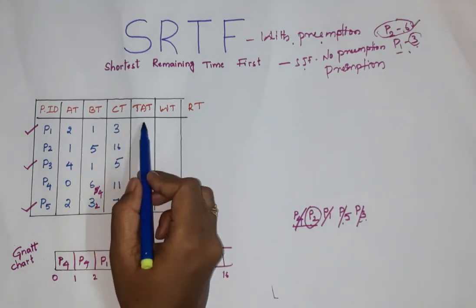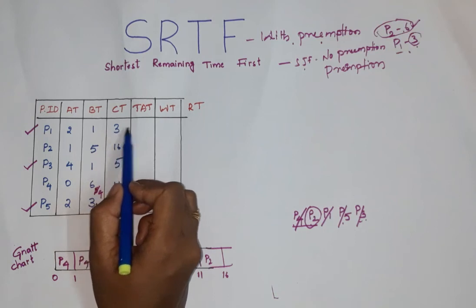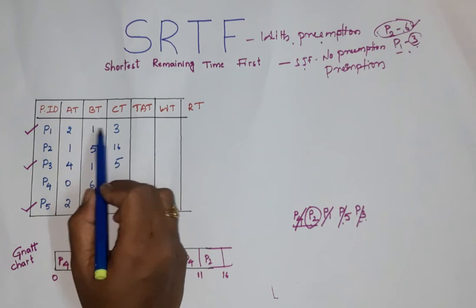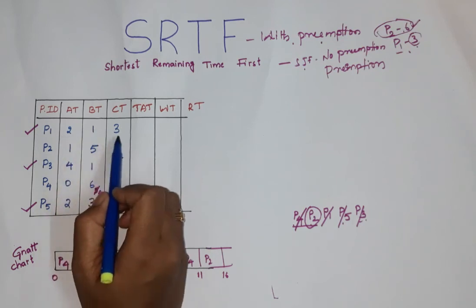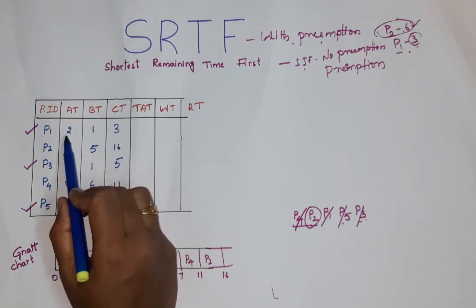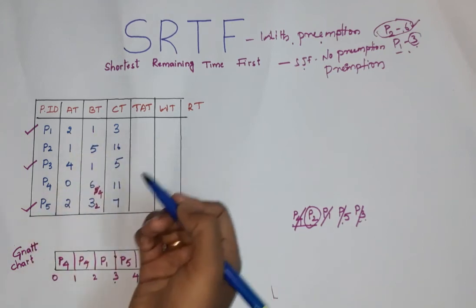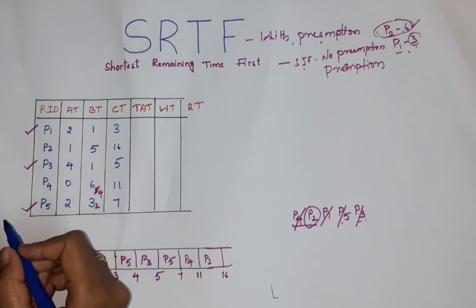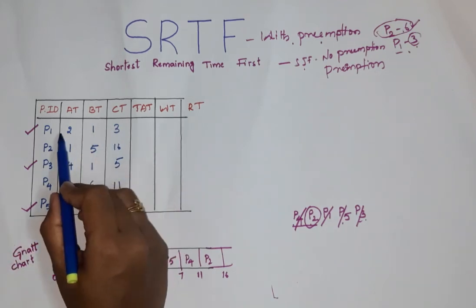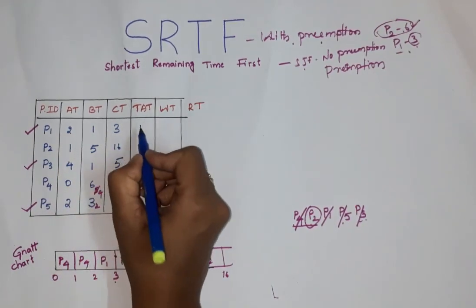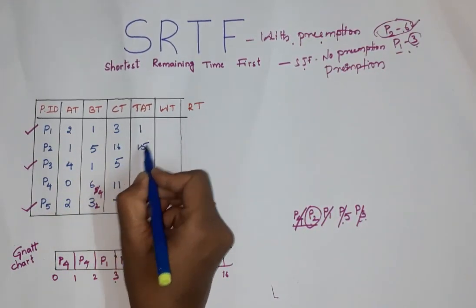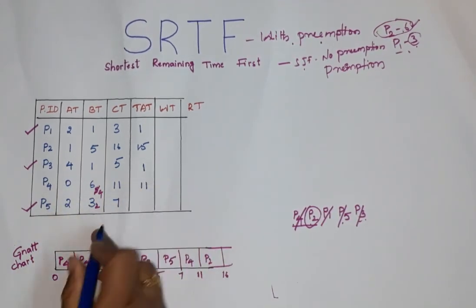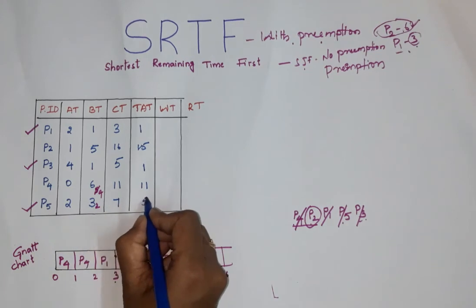Now what is turnaround time? Turnaround time means CT minus AT. Completion time minus arrival time. You just have to subtract these values. Okay, already in my previous videos I have explained, you can watch there. So now turnaround time means completion time minus arrival time. 3 minus 2, 1; 16 minus 1, 15; 5 minus 4, 1; 11 minus 0, 11; 7 minus 2, 5.